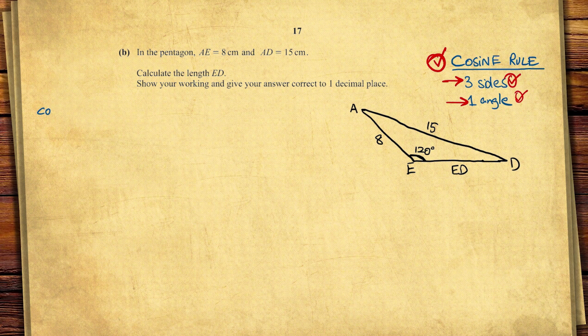Now applying the cosine rule, we'll get cos of the angle 120 degrees is equal to the sides that are adjacent to the angle 120, the sides that are to the right and to the left of the angle. That is ED and 8. ED squared plus 8 squared, and we will subtract the square of the side that is opposite to the angle 120, and that is 15, minus 15 squared, divided by 2 times the adjacent sides that are ED and 8.